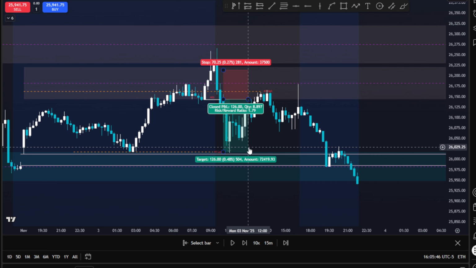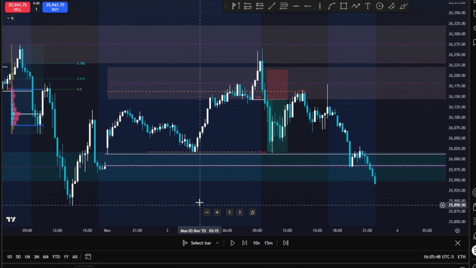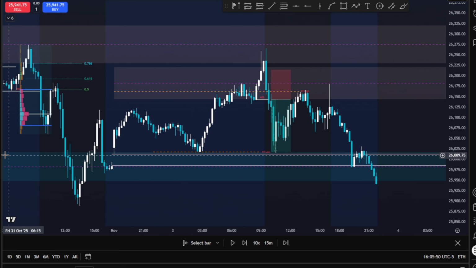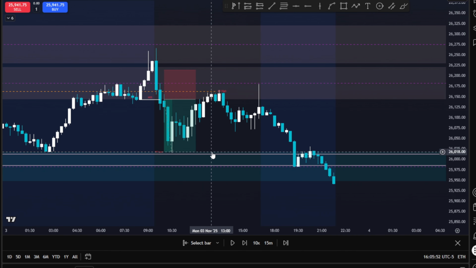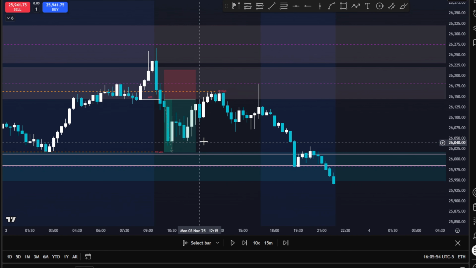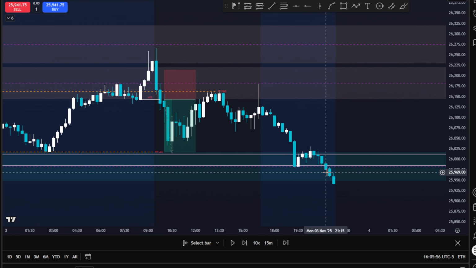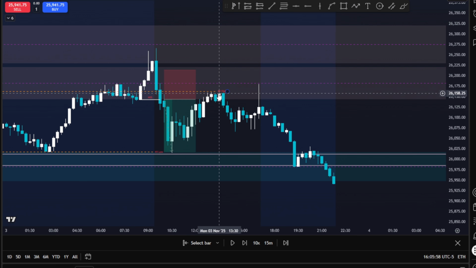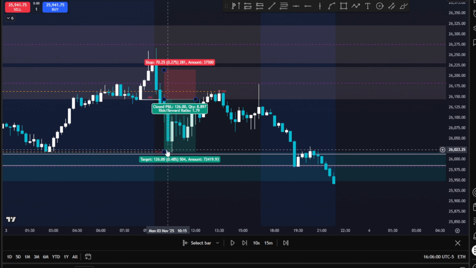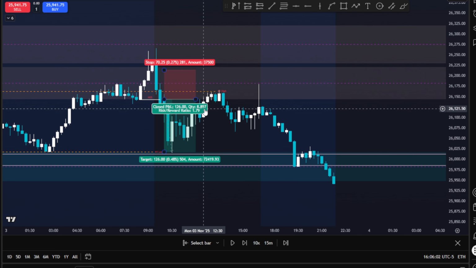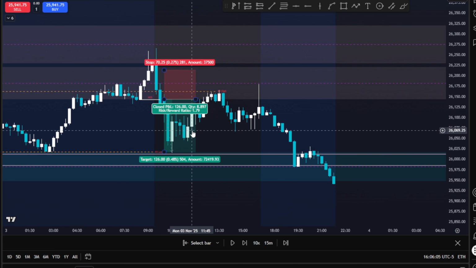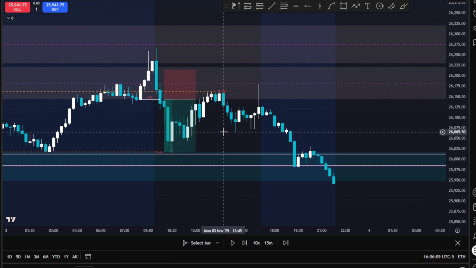So this is why I don't aim for a home run, because with these types of zones, in this case it did go through, but in this case it didn't, right? It literally wicked it, tapped this, and then continued back up. Even though you probably won't get stopped out in this trade either way if you do hold, if you move your stop to break even, you will end up with a break even day. But in this day, this is a 1.7, 1.8 RR trade, which is still good enough.